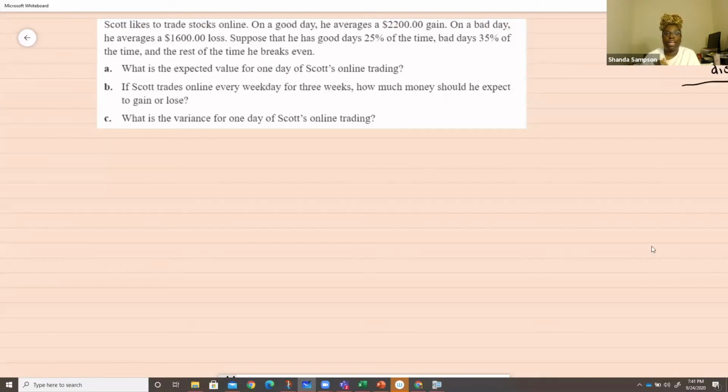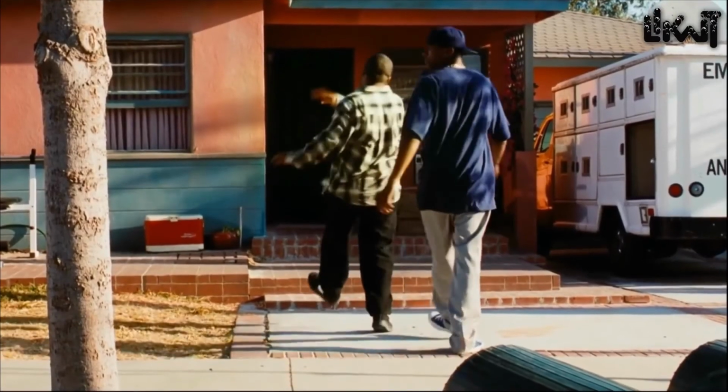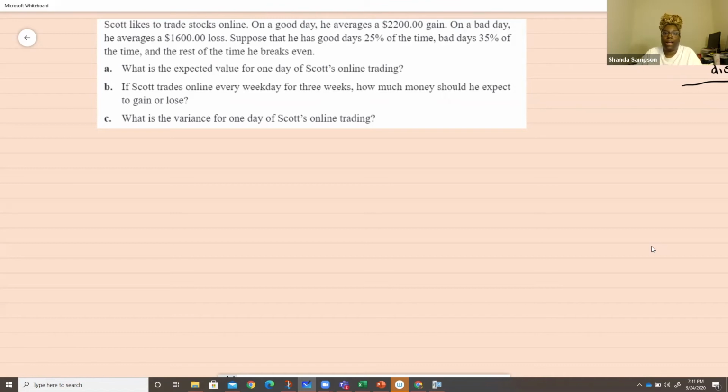Okay, so let's go ahead and do the second example. Dan Scott likes to trade stock online. On a good day, he averages a $2,200 gain. On a bad day, he averages a $1,600 loss. Suppose that he has good days 25% of the time, bad days 35% of the time, and the rest of the days he breaks even. What is the expected value?